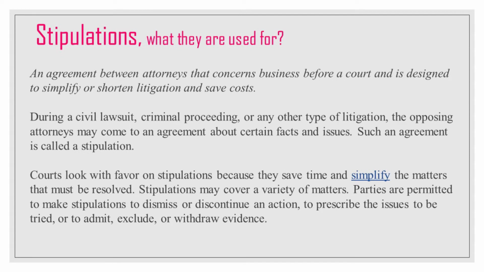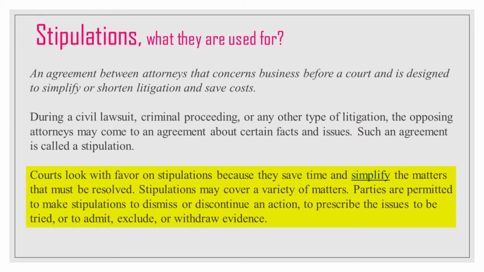What are they used for? They are an agreement between attorneys that concerns business before a court and is designed to simplify or shorten litigation and save costs. During a civil lawsuit, criminal proceedings, or any other type of litigation, the opposing attorneys may come to an agreement about certain facts and issues. Such an agreement is called a stipulation.